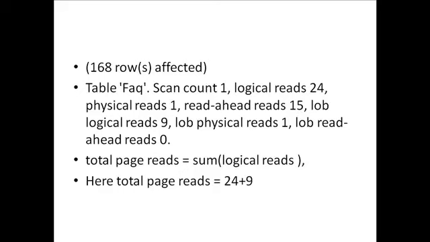So how do you identify how many page reads there are? If you take the sum of logical reads, here 24, and LOB logical reads, which is just index, I don't know exactly what that is. LOB logical reads 9. So 24 plus 9 is equal to 33 page reads. The total count of page reads is 33.